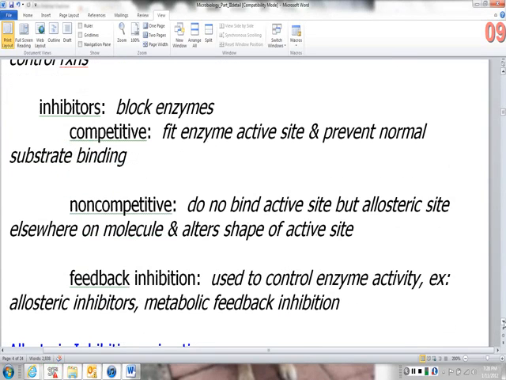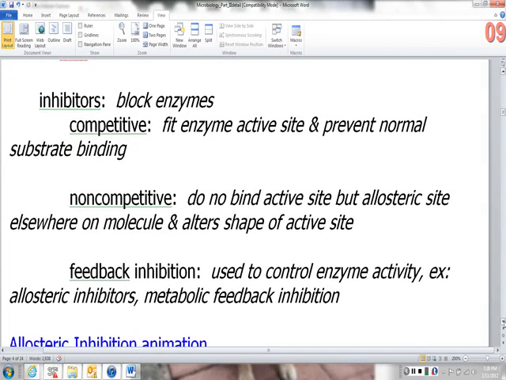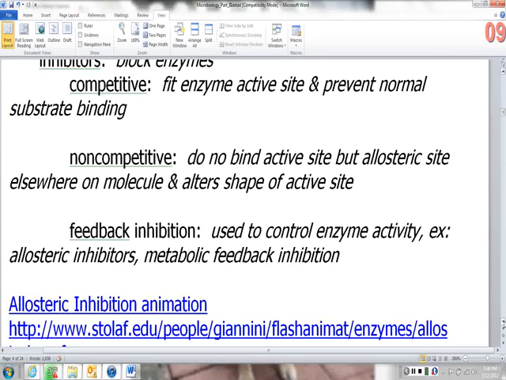With feedback inhibition, products are used to control enzyme activity. The products can act as allosteric inhibitors, so the more products made, the more inhibition. This is known as metabolic feedback inhibition.